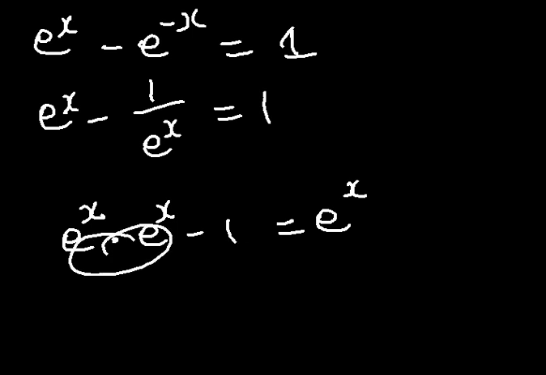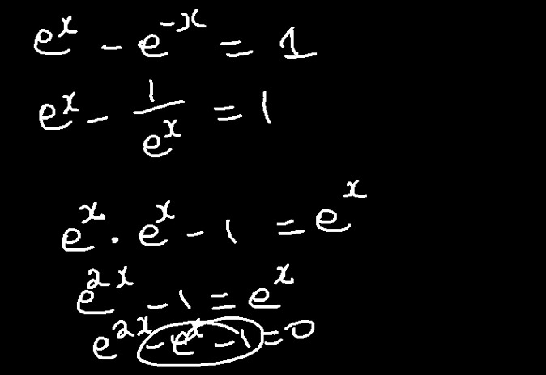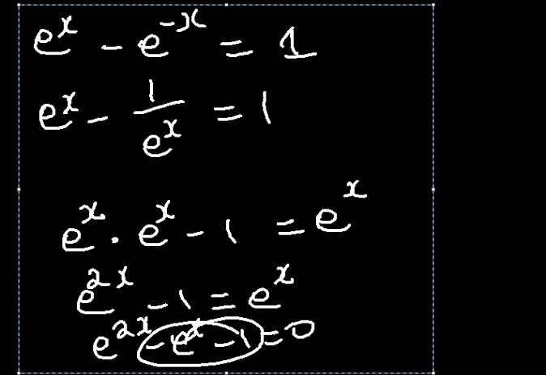Now since the bases are the same, we'll add the powers. Hence we'll have e to the power 2x minus 1 is equal to e to the power x. So think of having this together. We have e to the power 2x minus e to the power x minus 1 is equal to 0. You know what it means here. So try to do that at your own pace. I just need the responses in the comment section, how tough or easy it is.